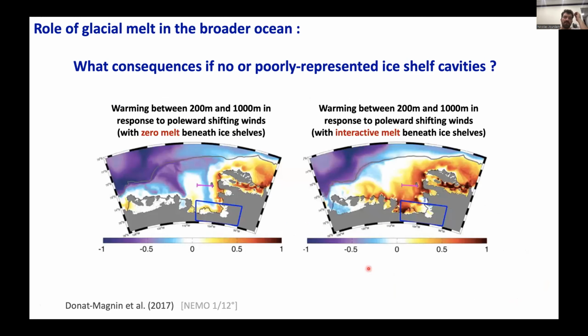We have similar things also when looking more regionally. These are results from a paper by Marion Donamagnan in 2017. The two figures show the warming of the Amundsen Sea between 200 meters and 1,000 meters depth in response to poleward shifting winds. On the left, it's when we force ice shelf melt to remain zero. And on the right, it's when we allow interactive melt beneath the ice shelves. And you can see that the entire Amundsen Sea is much warmer when we have the ice shelf melting, and therefore when we have the ice shelf melt induced circulation in the Amundsen Sea.